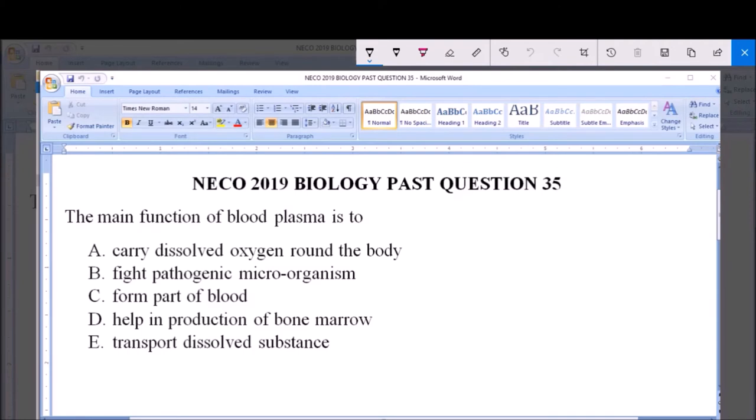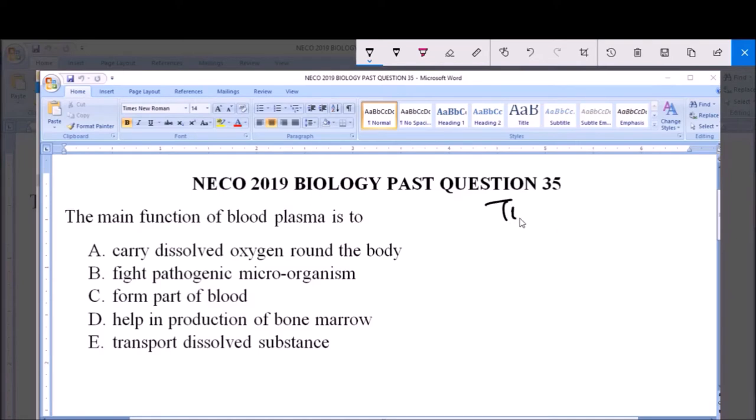I will be answering NECO 2019 biology past question 35. The main function of blood plasma is to: A. Carry dissolved oxygen around the body. B. Fight pathogenic microorganisms. C. Form parts of blood. D. Help in production of bone marrow. And E. Transports dissolved substances.